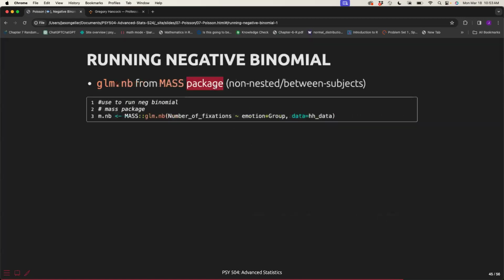If we were using a non-nested design, we could use the glm.nb function, which is in the MASS package. So this is what you'll be using on Wednesday for the lab. But again, we're just using this glm.nb function to fit the negative binomial model.